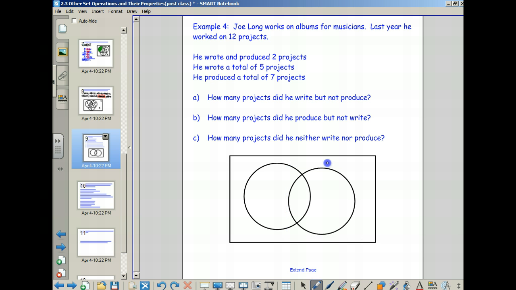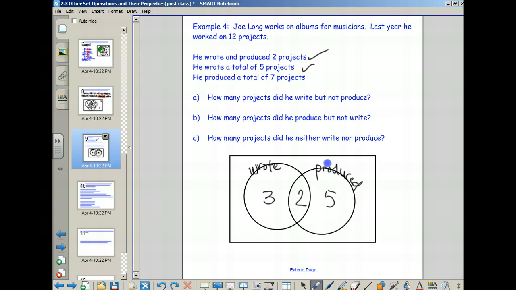What are the circles going to be labeled? Wrote. Wrote and produced. And what piece of information is the most helpful to start with? The middle. The middle, which tells me is the 2 that he wrote and produced, right? He wrote and produced 2. So it goes in the middle. But he wrote 5. Tells me I put a 3 out here, right? He produced 7. So we have 5 more out here because 2 plus 5 over here is 7.